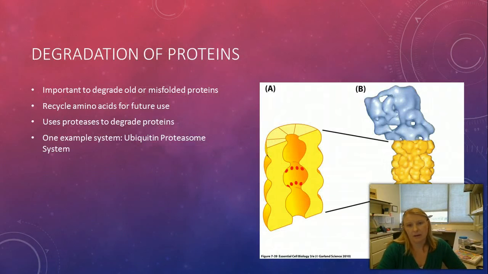Now let's talk about how we degrade proteins. Proteins get degraded for a variety of reasons. Either they're old, they're misfolded, we don't need them anymore. There's a variety of things. And one of the main processes used in the cell is the ubiquitin proteasomal system. In this process, proteins are tagged with a specific little molecule known as a ubiquitin. And this ubiquitin is now a tag that says, I am ready for destruction.